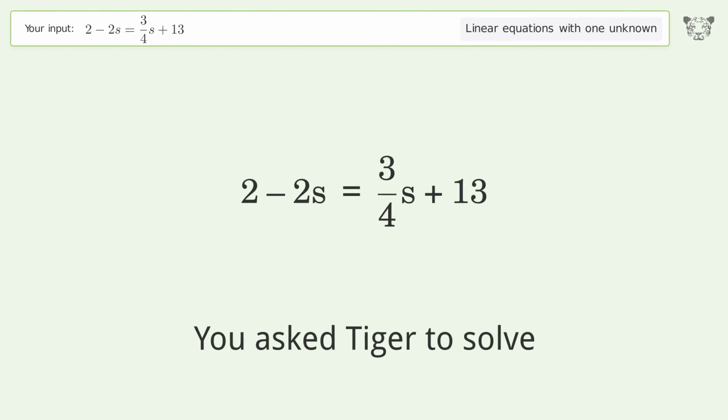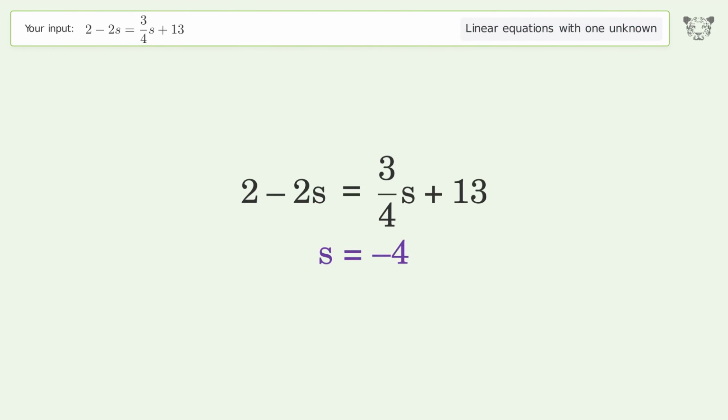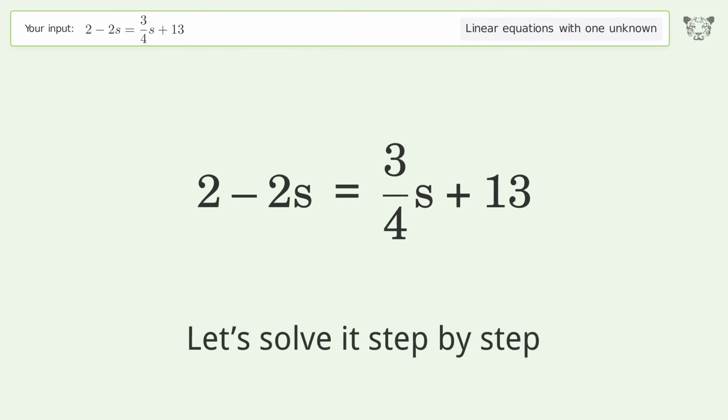You ask Tiger to solve. This deals with linear equations with one unknown. The final result is s equals -4. Let's solve it step by step.